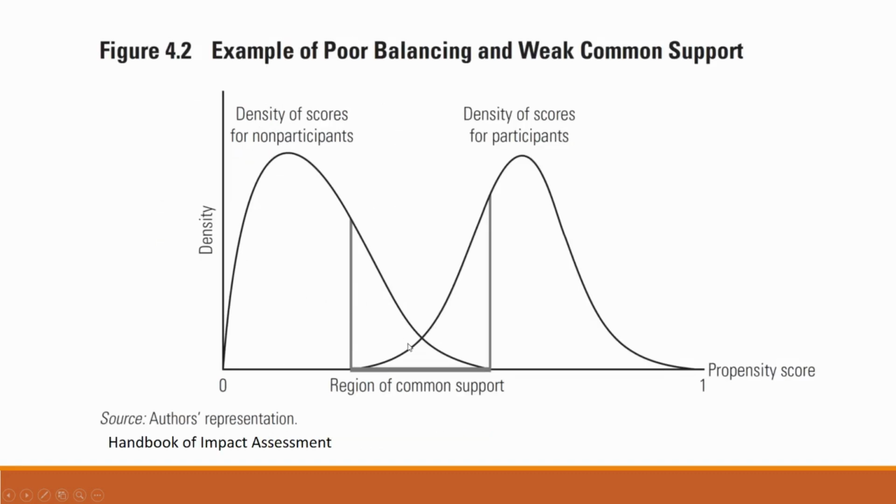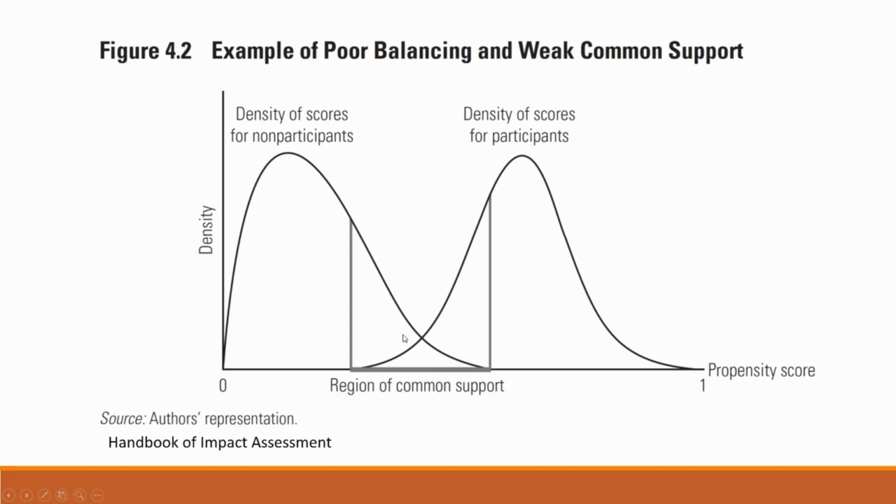Here is an example of weak common support. Here again, on the right is the distribution of propensity scores for participants, those that are in the treatment group. And on the left, you have the distribution of propensity scores for the control group. And now you can see that these two distributions do not overlap very much. There's only a very small region of the data for which these two populations overlap. This is the region of common support. This is the region where they overlap with each other.